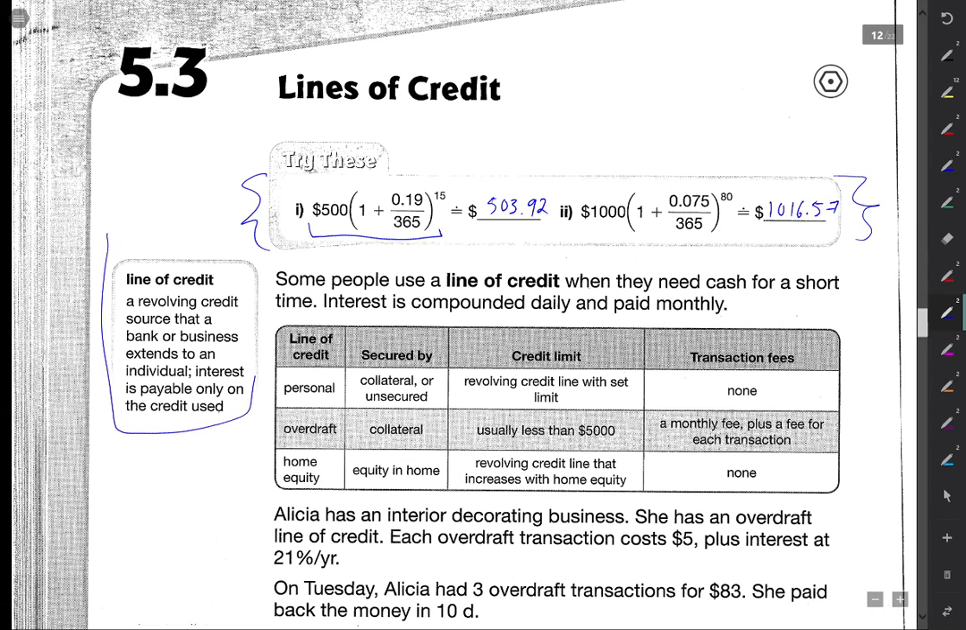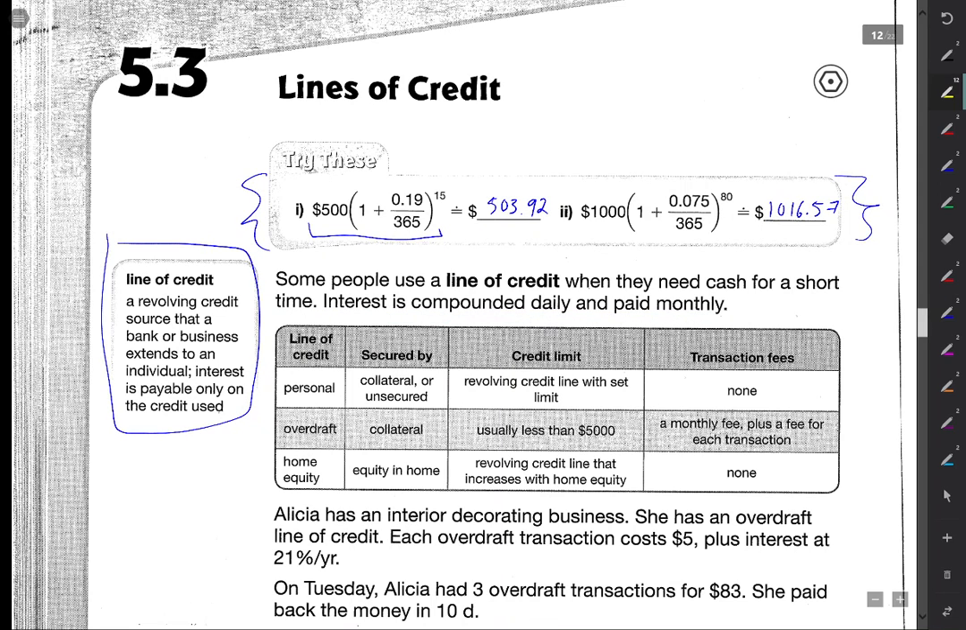Now let's talk about lines of credit. So if we look on the side, it says a line of credit is a revolving credit source, aka one that you can use over and over again, that a bank or business extends to an individual. Interest is payable only on the credit used. So it's very similar to a credit card where it's money that you don't have, so you can borrow some money, but then you have to pay interest on the money that you do borrow. Now, some people use a line of credit when they need cash for a short period of time, and interest is compounded daily and paid monthly.